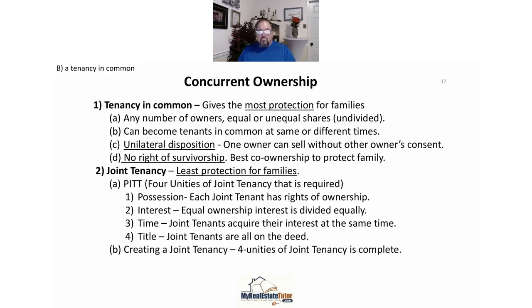Now, if I pass or I die, you receive 100%. It doesn't go to my family. I can't do now what I could in tenancy in common because of the right of survivorship. So now you do have a vested interest in my share when I pass. You get it. You become the sole owner. And so creating the four unities, which gives the least protection to the family. So I can't leave a will, because the property would go to you.